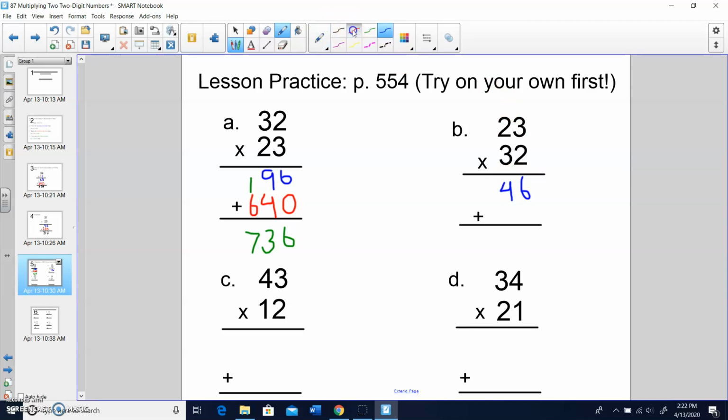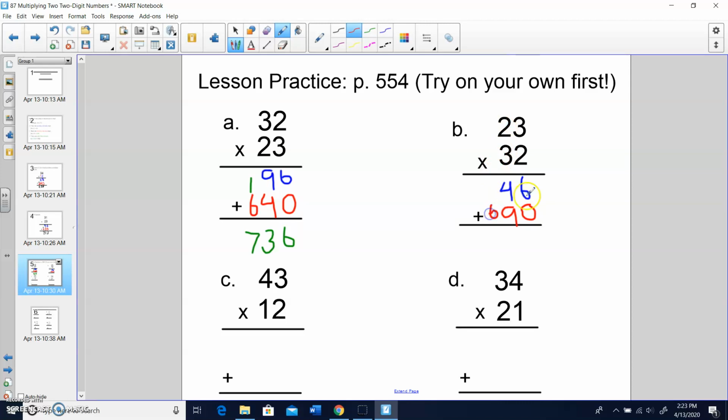Okay, then I'm moving to the tens place. So I've done both times this. 3 times 3 is 9. Whoops, I forgot to hold my 0. Remember, I'm moving to the tens place. 3 times 3 is 9 in the tens place column. And then 3 times 2 is 6.